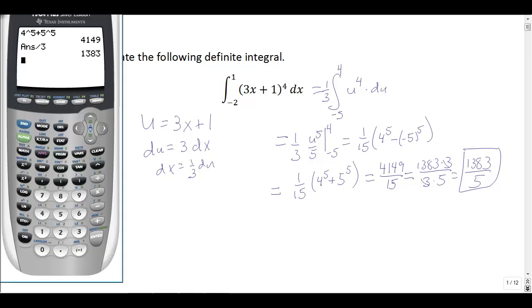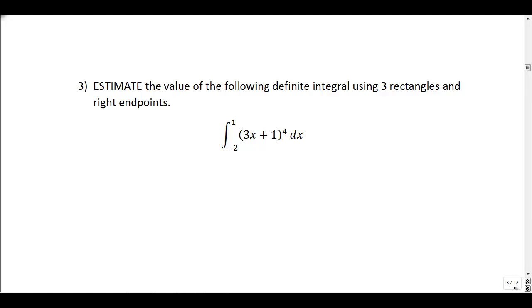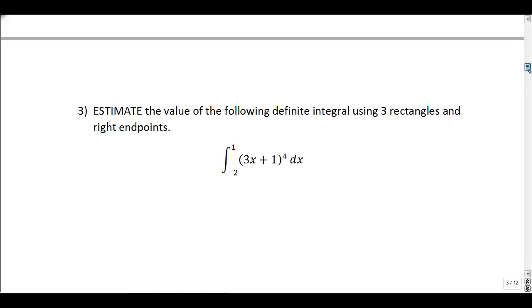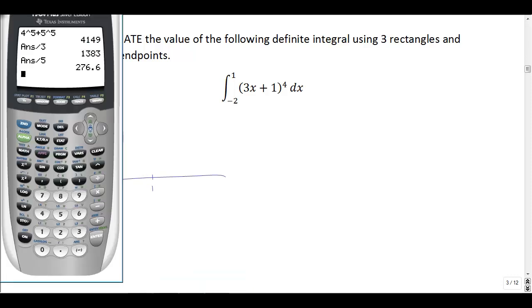So let's actually compute. We got the 1383 divided by 5. Let's get a number there. So it's like 276. So we suspect, when we do 3, we should get something close to 276. So let's just draw sort of what's going on here. So what we're going to get is our rectangles. Let's see, we've got some function, from -2, -1, 0, 1.